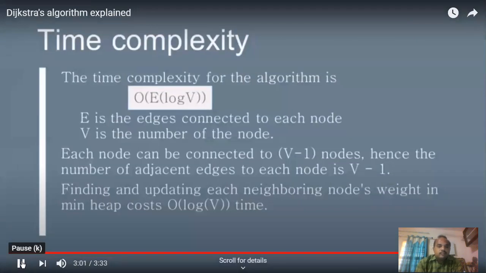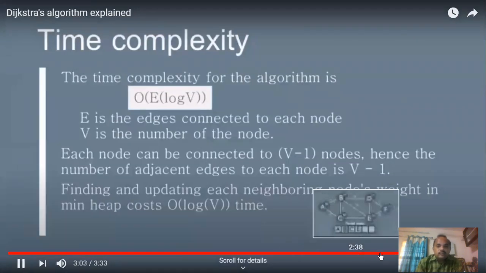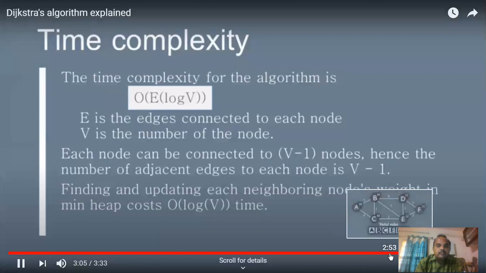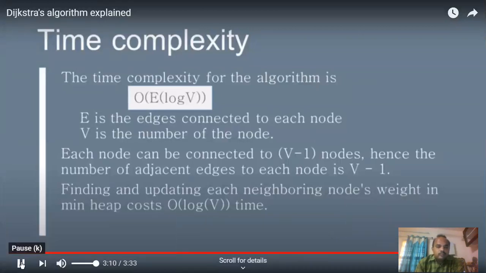The time complexity of Dijkstra's algorithm is O(E log V), where E is the number of edges connected to each node, and V is the number of nodes. Each node can be connected to V minus 1 nodes, hence the number of neighboring edges to each node is V minus 1. Finding and updating each neighboring node's weight in the min heap costs O(log V) time. Combining the above will give us O(E log V).